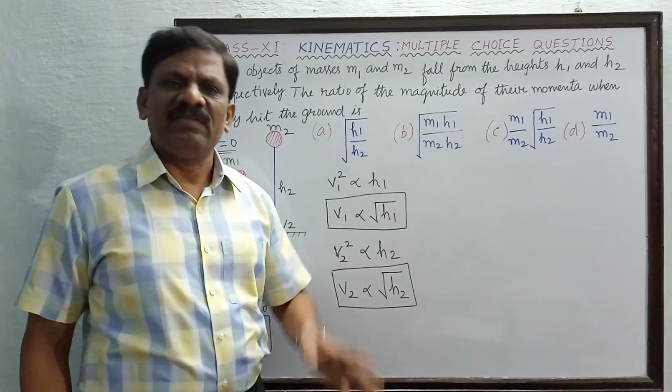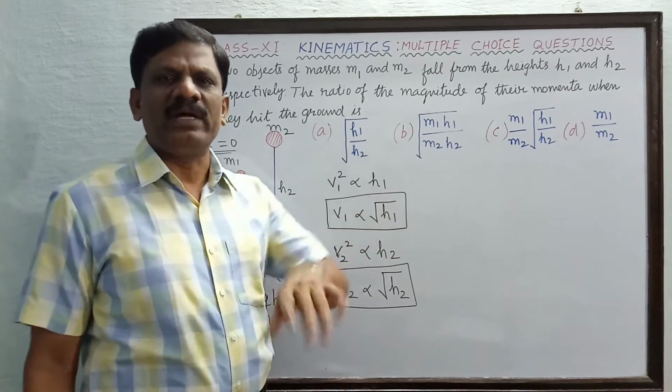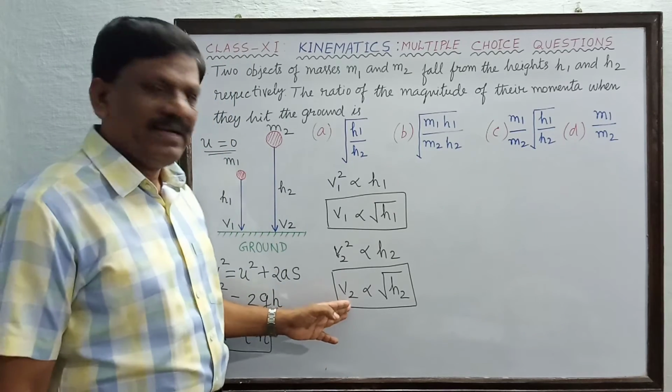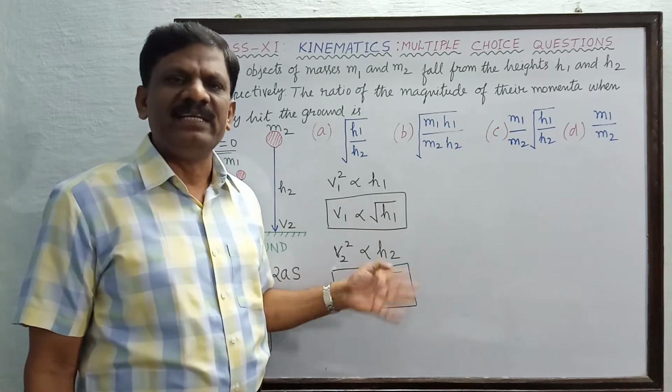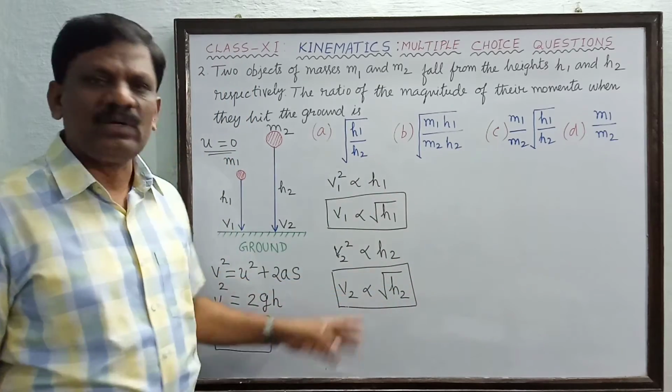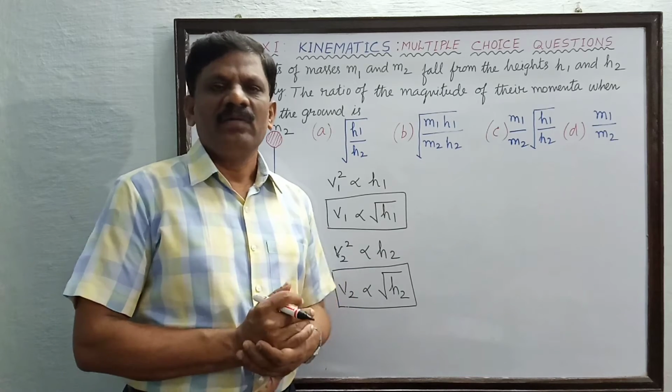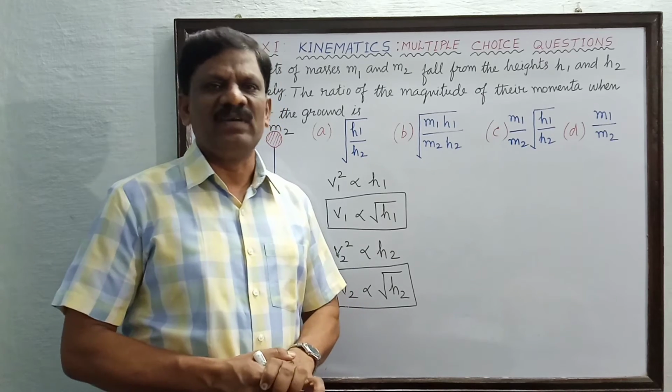Now, the final velocity of the first mass depends on the square root of the height h1. In the same way, the final velocity of the second mass depends directly on the square root of its height h2. Now, what is momentum? Momentum is the product of mass into velocity.